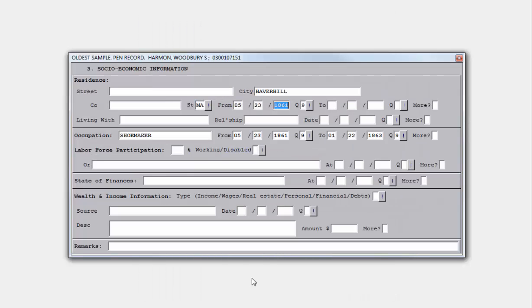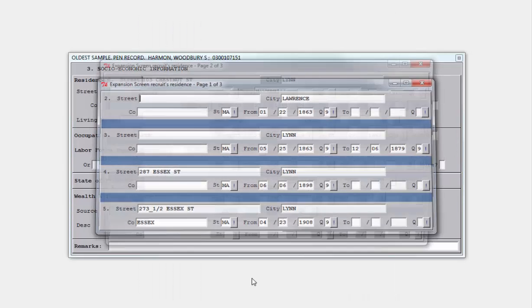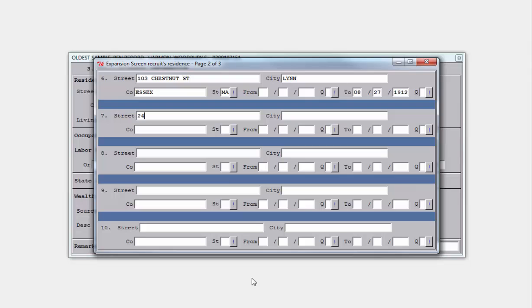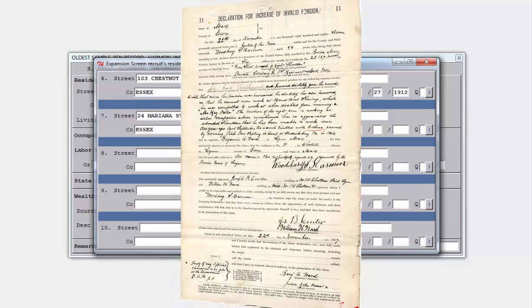He is now living at 24 Mariana Street in Lynn, Essex County, Massachusetts. The application date, December 12, 1883, is entered in the from date with a quality code 9. The soldier's next application does not have a corresponding ruling form, so no new information is entered on Screen 7, Applications and Rulings. However, personal information about the soldier such as residence, occupation, and labor force participation is still recorded.